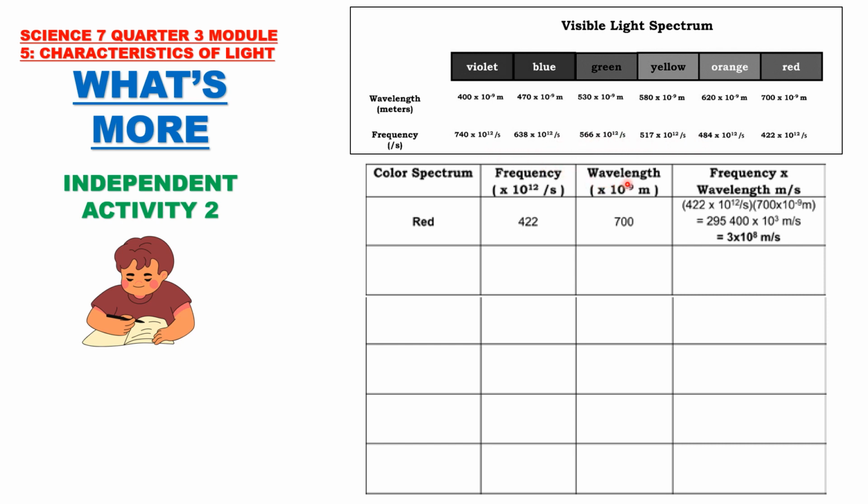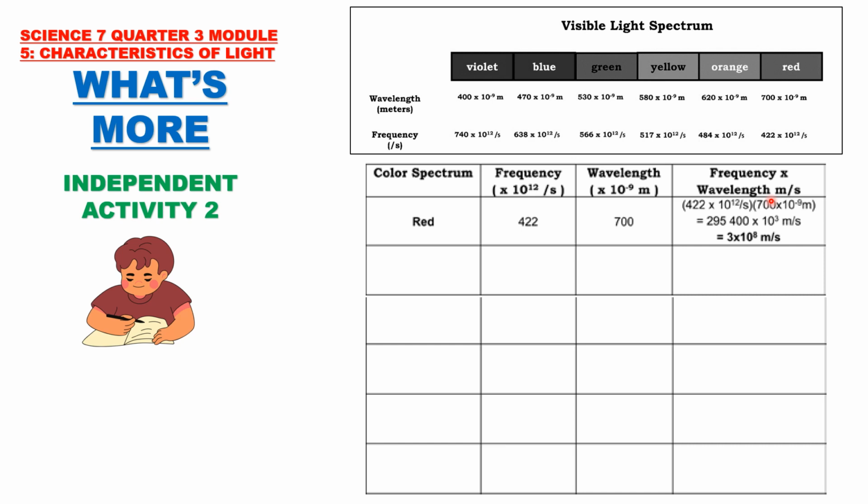Next column, we have wavelength. The wavelength of red is 700. Where does that come from? It is here. So you will get the wavelength of red, orange, yellow, green, blue, and violet. And then, for the last column, frequency times wavelength.